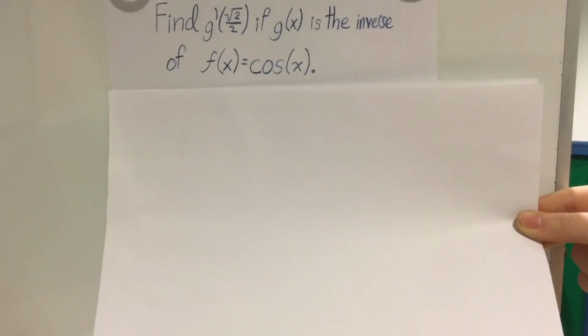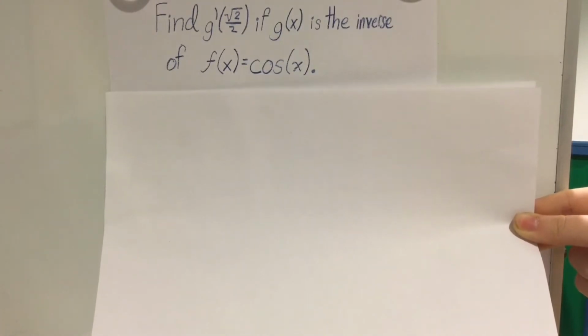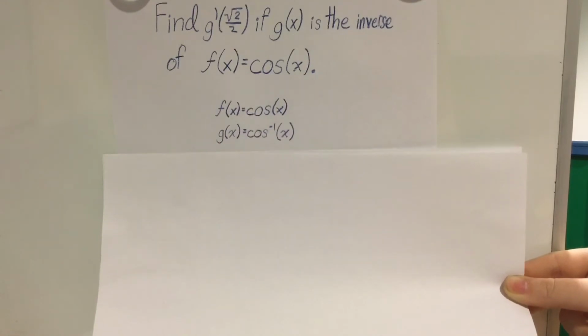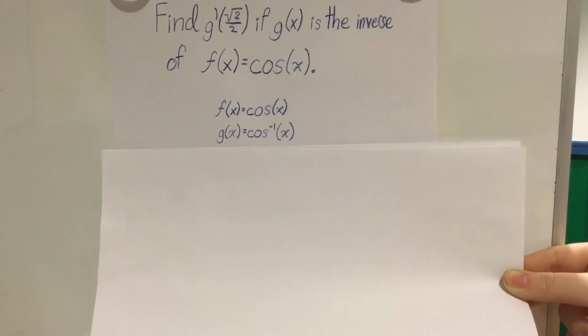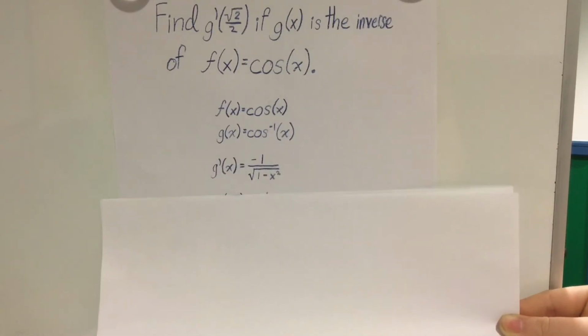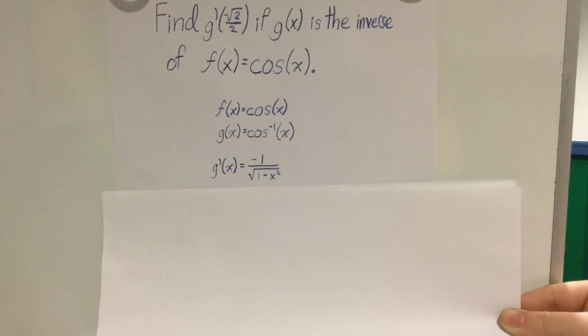Find g prime of the square root of 2 over 2 if g of x is the inverse of f of x equals cosine x. The first step is to find the inverse of f of x, which is g of x equals cosine inverse x. The next step is to find the derivative of g of x, which is negative 1 over the square root of 1 minus x squared.